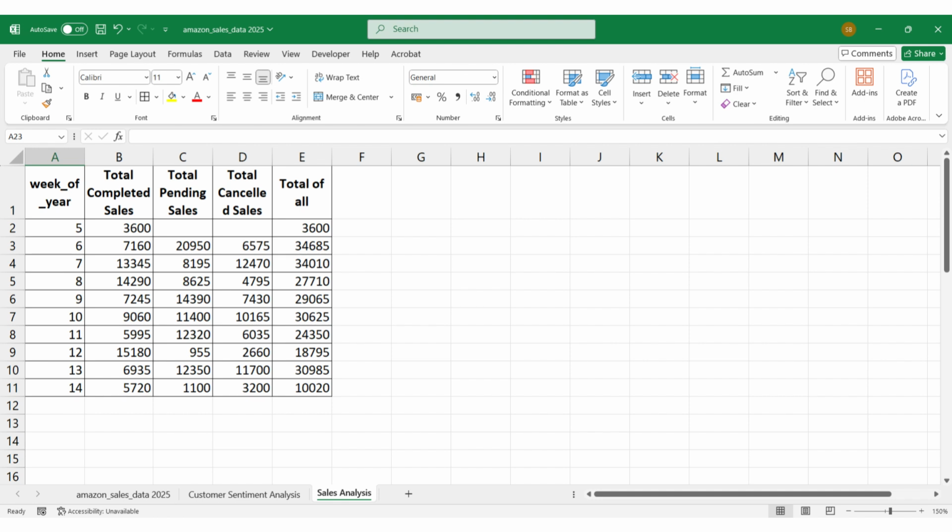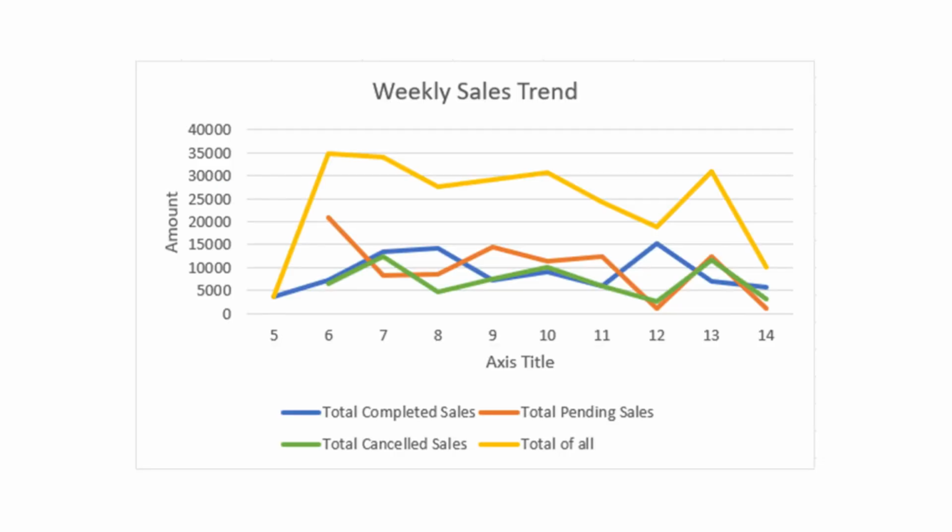Let's take a closer look at the weekly trends in sales performance, breaking down completed, canceled, and pending orders over a 10-week period, starting from week 5 through week 14. Completed sales. The journey of completed sales began at its lowest point in week 5. From there, the store gained momentum, with total completed sales increasing for 3 straight weeks, peaking in week 8.